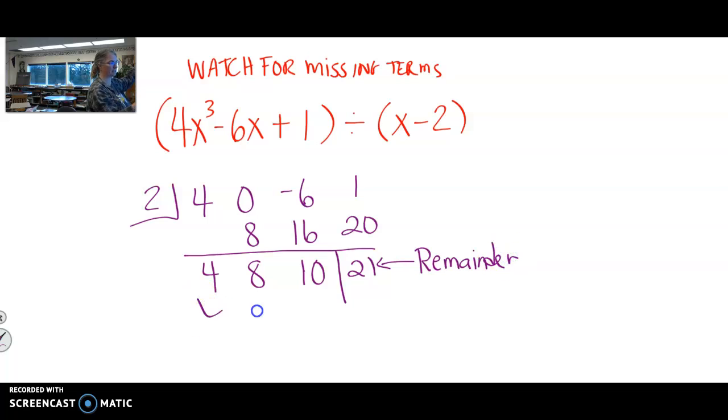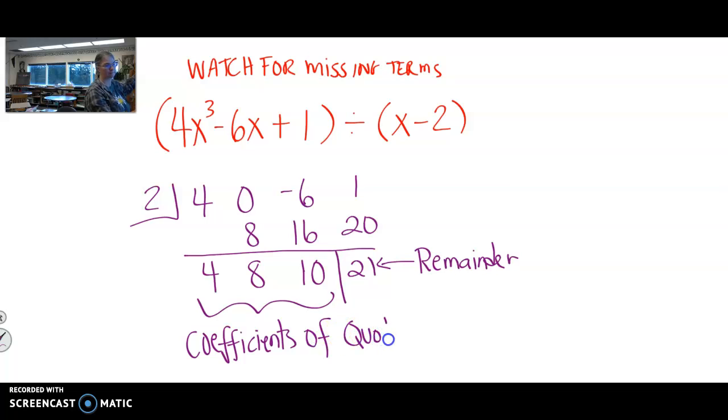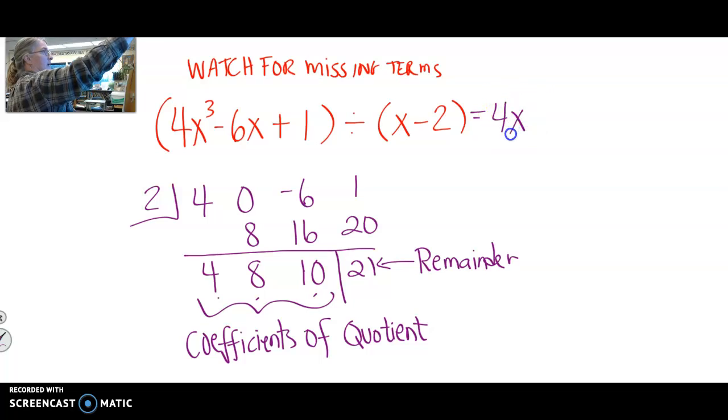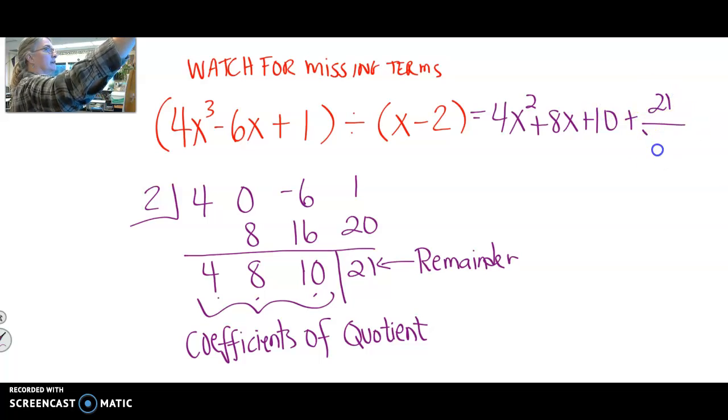And these are the coefficients of my quotient. So make sure you write this down also, like in the answer, the format I want is the quotient plus remainder over divisor. So when you do this polynomial division, this is my constant term, this is x, and this is x squared. So 4x squared plus 8x plus 10 plus 21 over x minus 2.